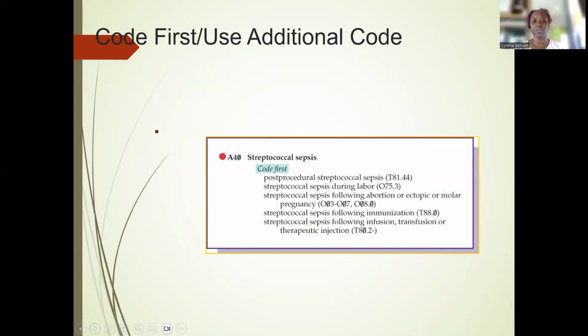You'll also see notations sometimes, such as code first. In this example, the patient has streptococcal sepsis, but it's letting us know that we need to code one of these diagnoses first before we code that code. So whenever you see code first, that's what they're actually trying to tell you, that you need to code something else before you actually assign that code.